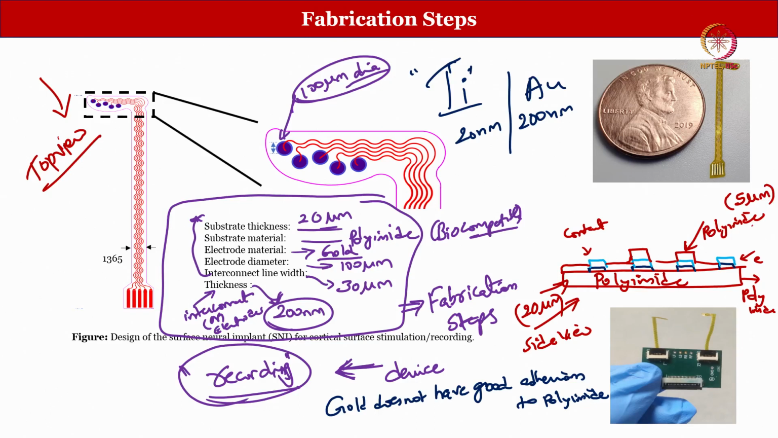So, if you increase the thickness of the polyimide for a passivation layer, then obviously you are going to distance yourself from the tissue, the electrode and the tissue, it is very difficult. So, we try to maintain the polyimide thickness for a passivation layer as small as possible. And this is how it looks from the top view. Now, let us look at what are the fabrication steps for this.